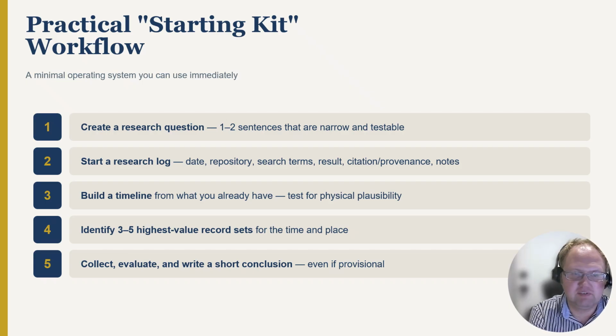saying, based on current evidence, John Smith's parents were probably William and Mary, but I need to verify these records and check for this stuff. It's valuable. It clarifies what you know and what you still need. This workflow scales. As your skills develop, you add complexity, more record types, deeper analysis, more rigorous citation practices, but the basic cycle remains the same.